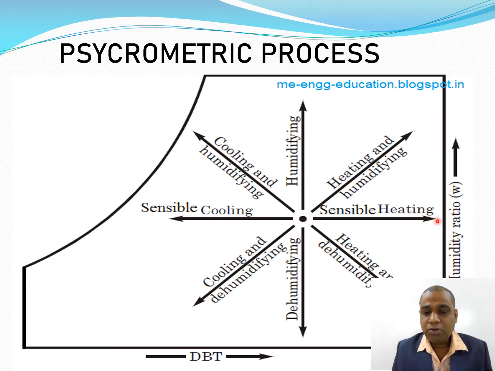And this is a constant humidity ratio line. The humidity ratio is given vertically on the right side. At constant humidity, we are increasing the dry bulb temperature. That process is known as sensible heating. The humidity ratio is the same. No moisture is added in the air, but the dry bulb temperature is increasing. That is sensible heating.